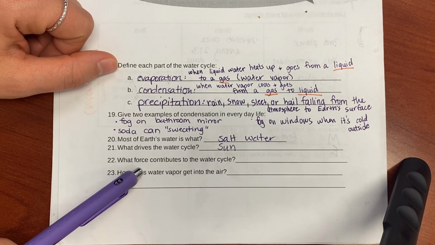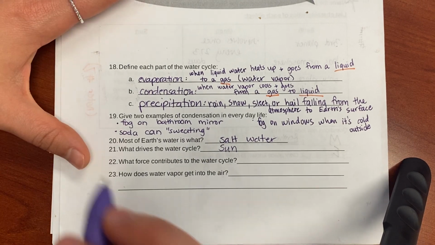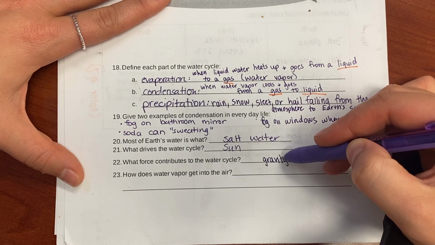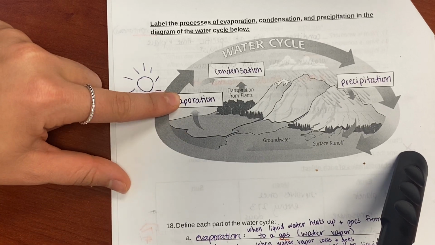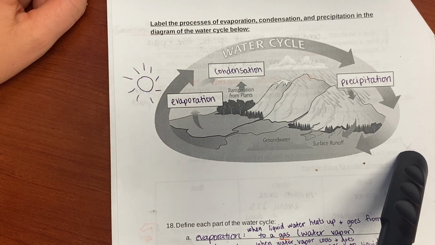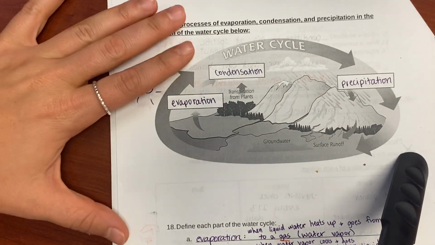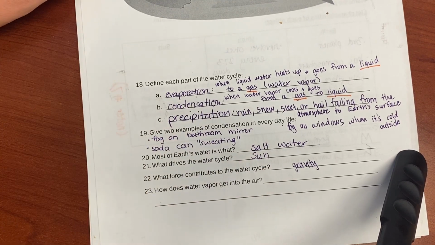And then what force contributes to the water cycle? There's only one force that plays a major effect in the water cycle, and that is gravity. Okay, so while the sun heats up the water, creating the vapor, if there was no force of gravity pulling that water back down to the surface, that water vapor would just escape all the way up through the atmosphere, okay? So gravity is really what causes the precipitation to fall as well. So what drives the water cycle, what causes it, is the sun, but then the force that participates in it as well is gravity.